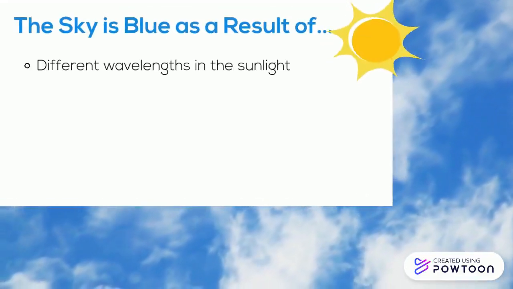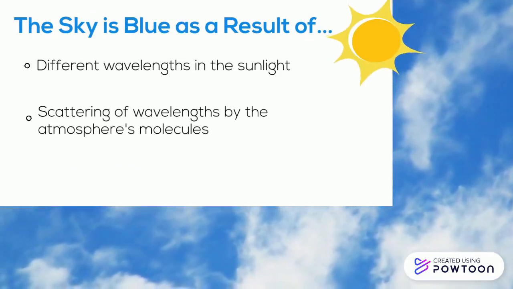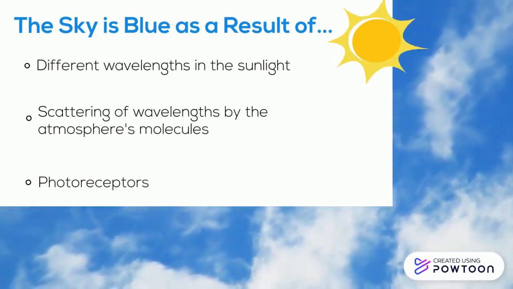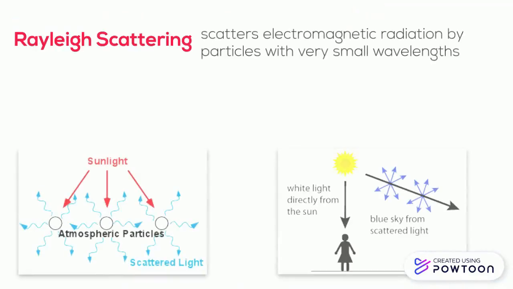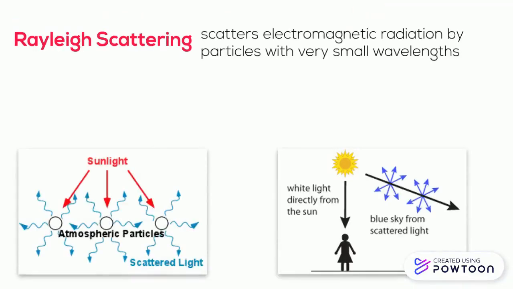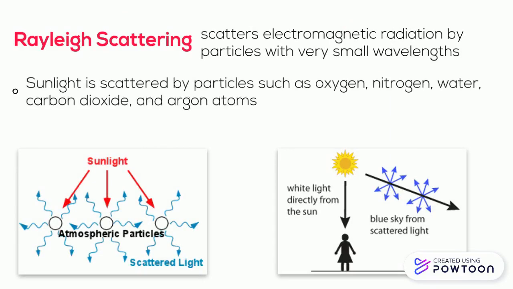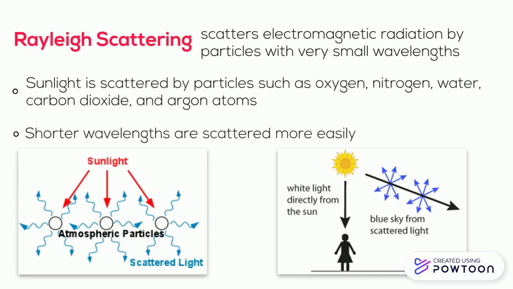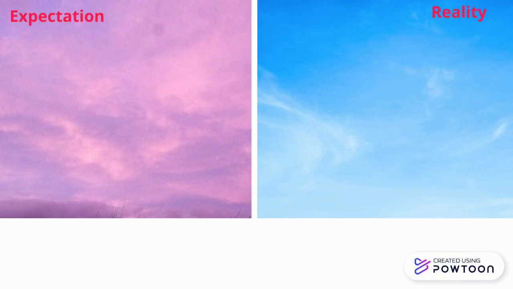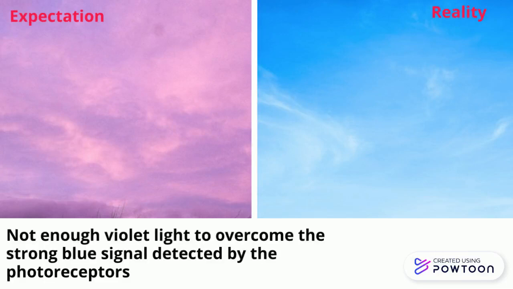The sky is blue as a result of the different wavelengths in sunlight, the scattering of wavelengths by the atmosphere's molecules, and photoreceptors. Rayleigh scattering is the scattering of electromagnetic radiation such as light with very small wavelengths. Sunlight is scattered by particles in the atmosphere such as oxygen, nitrogen, and so on. Shorter wavelengths such as blue light are scattered more easily, which is why the sky appears blue. Since the shortest wavelength of visible light is violet, the sky should technically be violet, although there is not enough violet light to overcome the strong blue signals detected by our blue photoreceptors.